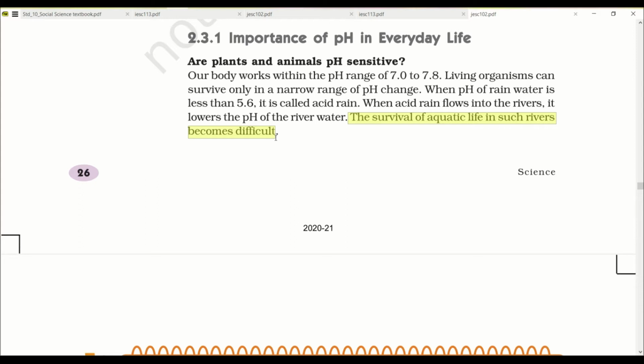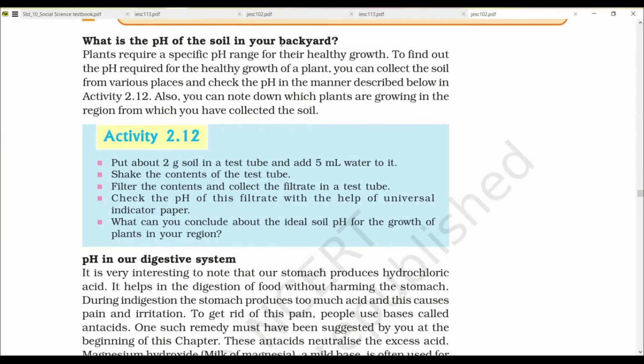So dear students, our life exists in a certain range of pH. If the pH lowers or increases beyond that, it means life is in danger. Living beings won't exist beyond or below the limit of the pH. What is the pH of soil in your backyard? Plants require a specific pH range for their healthy growth.